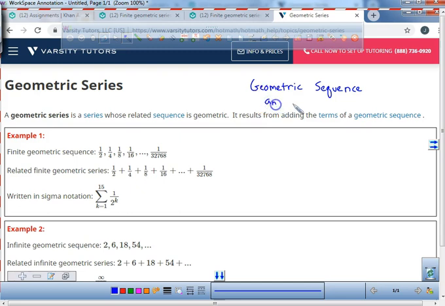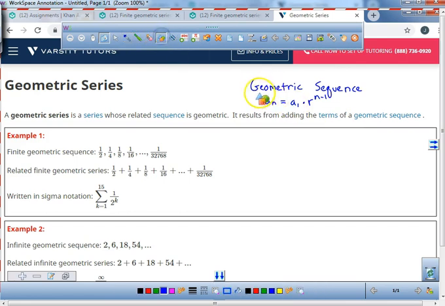A to the nth term will always equal the very first term times a common rate to the power of n minus 1. You should already have that in your journal right here. So that's a geometric sequence.